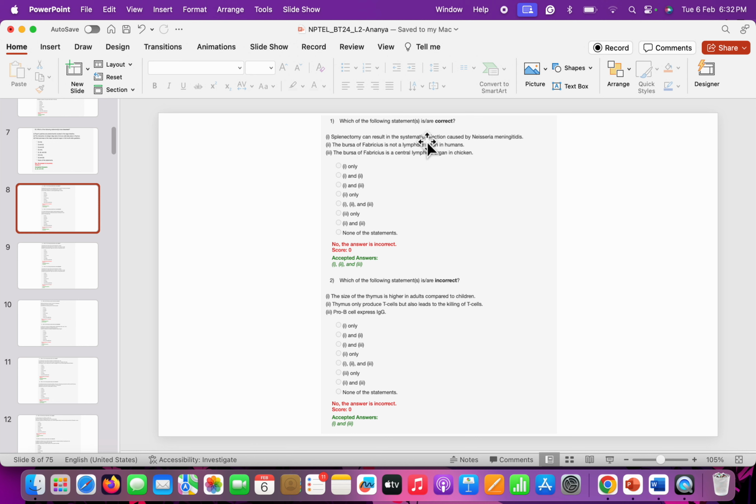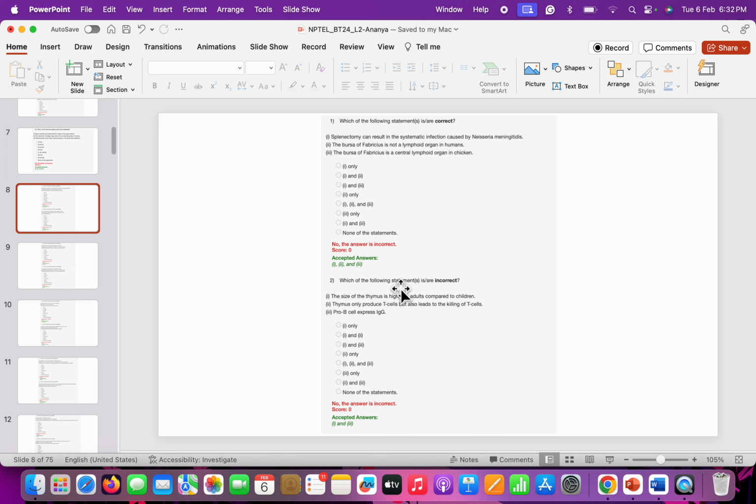Splenectomy can result in systemic infection caused by Neisseria meningitidis. Which are correct? The bursa of Fabricius is not a lymphoid organ in humans. This statement is correct, it is an organ of birds. The bursa of Fabricius is a central lymphoid organ in chicken. Yes, this is true. So every option is correct.